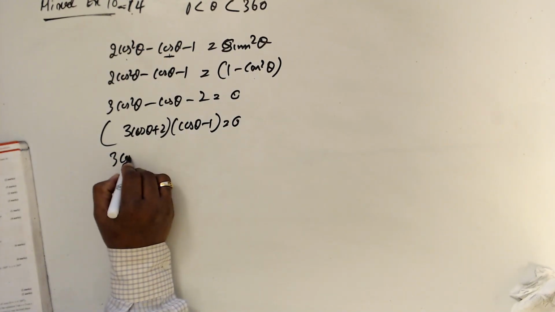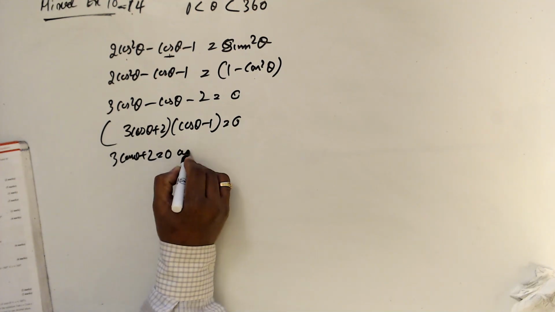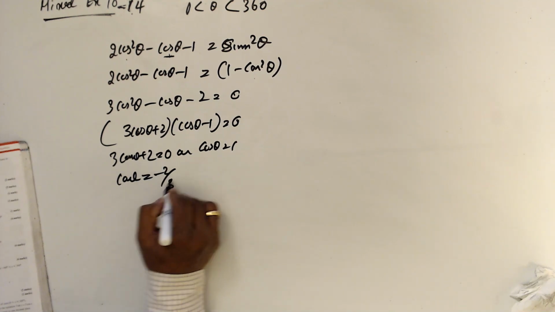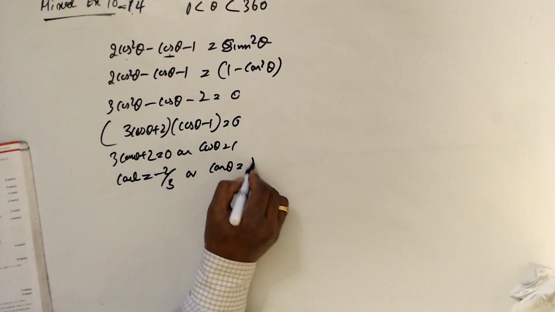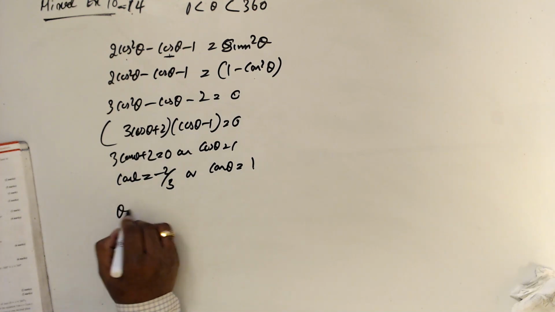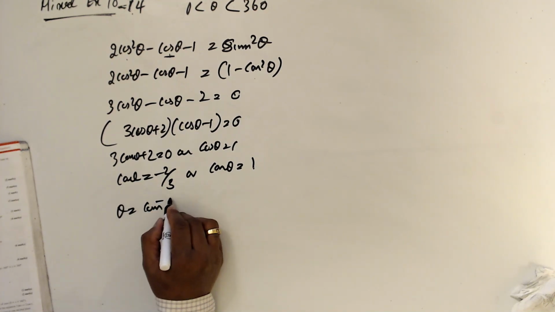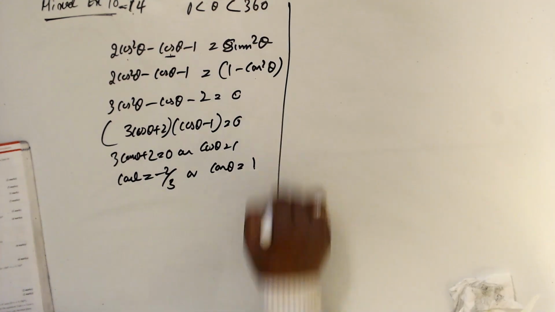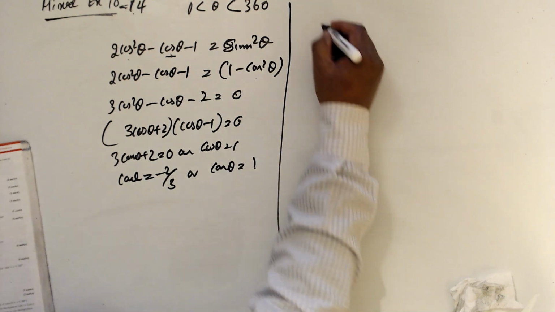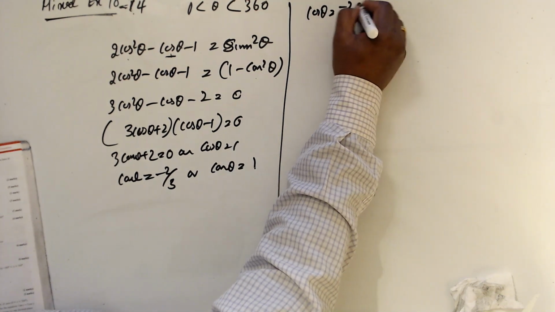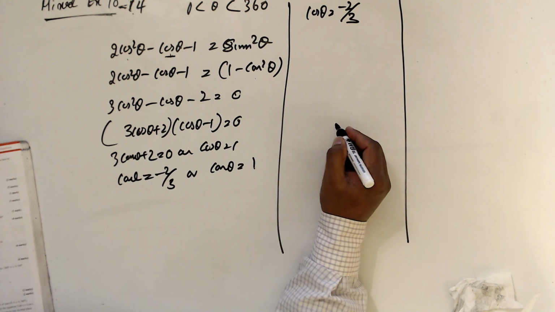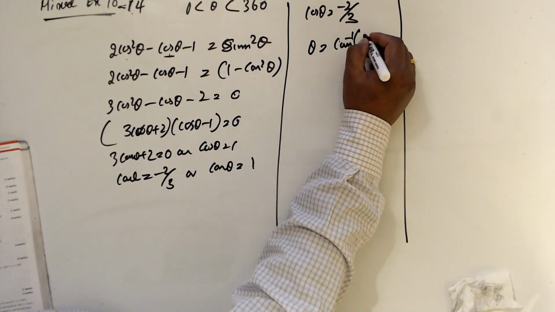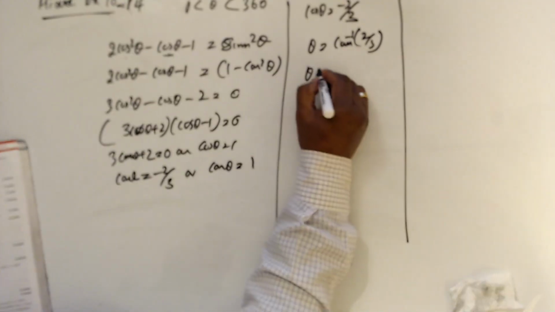So 3 cos theta plus 2 equals 0, or cos theta equals 1. So cos theta equals minus 2 over 3, or cos theta equals 1. Okay, now there are two answers, so we have to deal with the two answers separately. Cos theta equals minus 2 over 3, so theta equals cos inverse of minus 2 over 3.